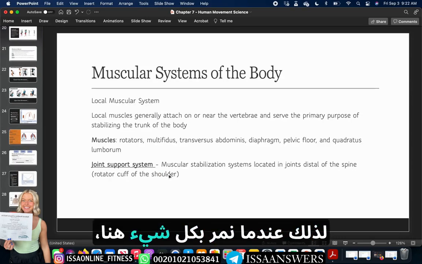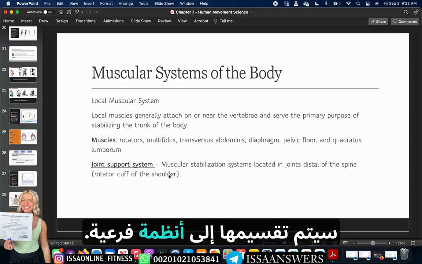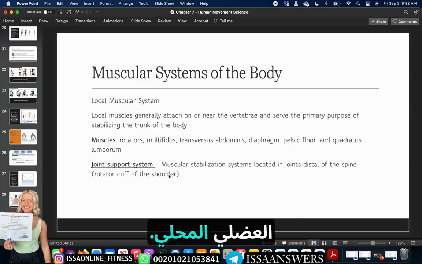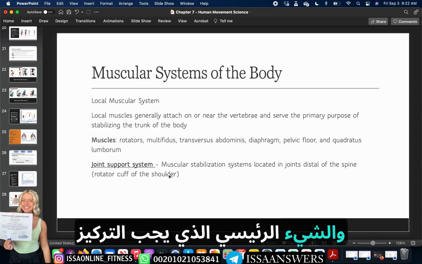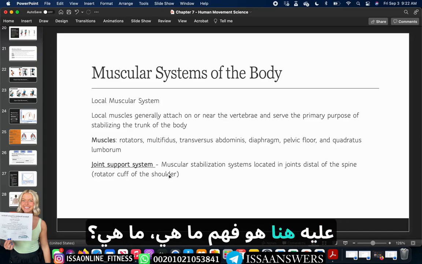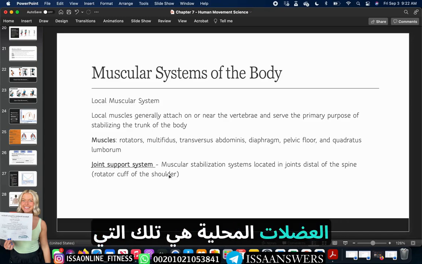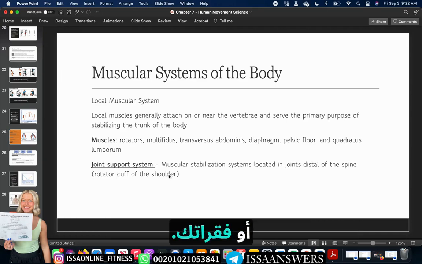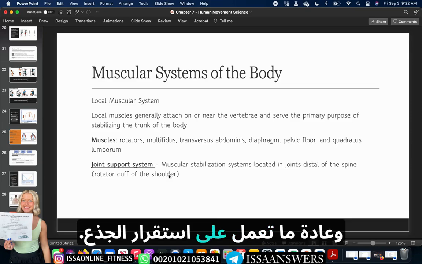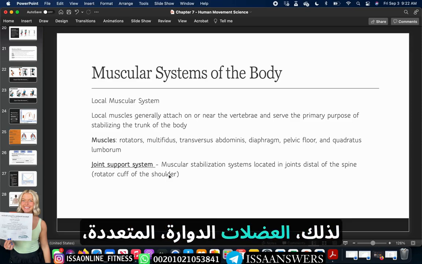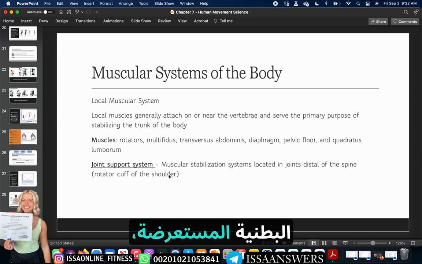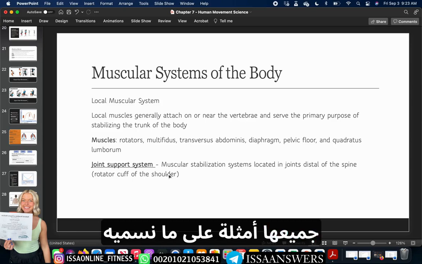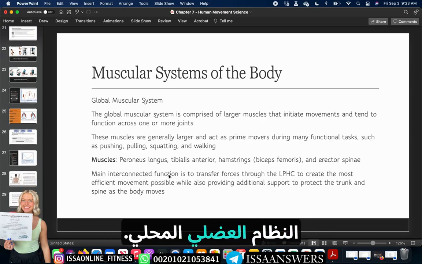So when we go through everything here, these are going to be broken down into subsystems. So we have muscular systems of the body: the local muscular system, and then global. The main thing to focus in on here is that the local muscles are the ones near and around your spinal column or your vertebrae, and they usually work on stabilizing the trunk. So rotators, multifidus, the transverse abdominis, the diaphragm, the pelvic floor muscles, and the quadratus lumborum are all examples of the local muscular system.